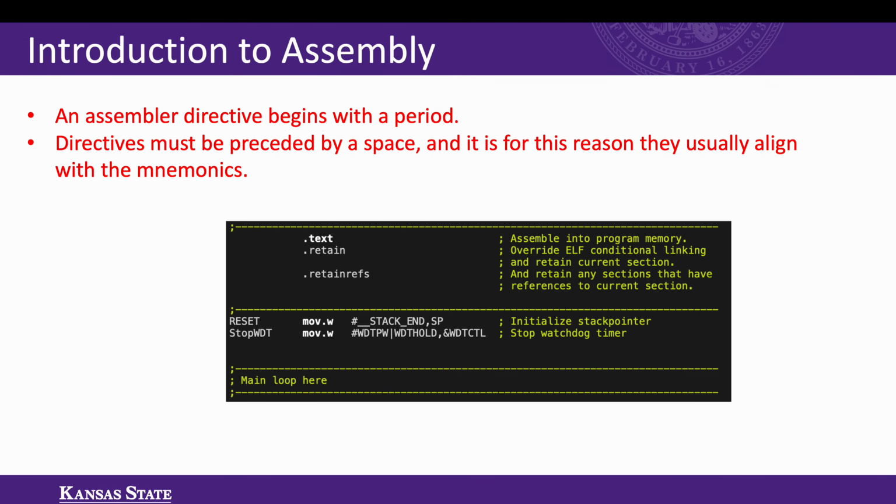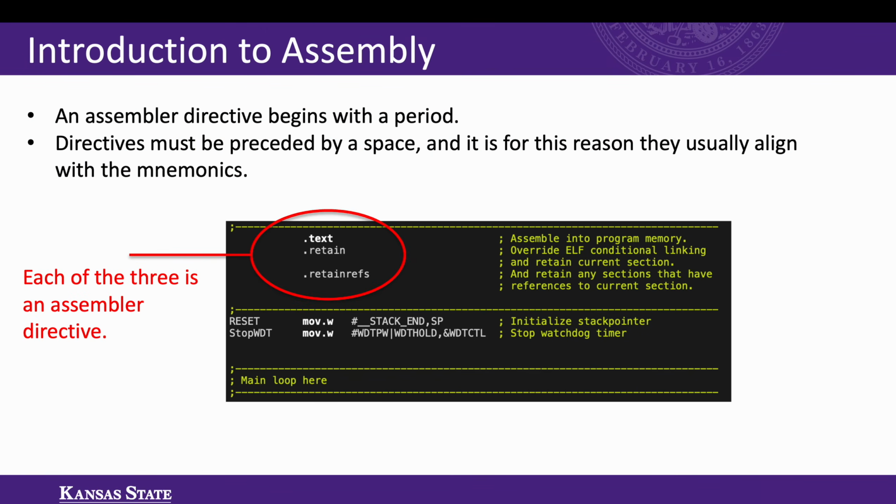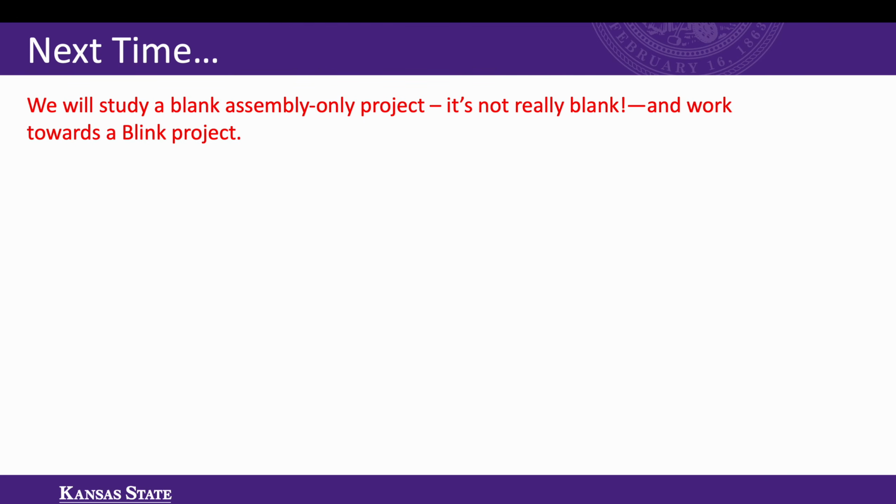An assembler directive begins with a period and must be preceded by a space. Because it's preceded by a space, it usually aligns with the mnemonics. In this figure, text, retain, and retain refs are three directives. They are each on their own line, they all begin with a period, and they are each preceded by whitespace on their respective lines. So notice how these directives all align with each other, and also with the MOV mnemonic below them in the column. Again, that alignment is optional, but it's very good programming practice.